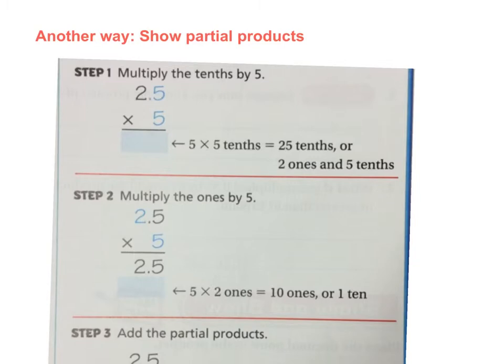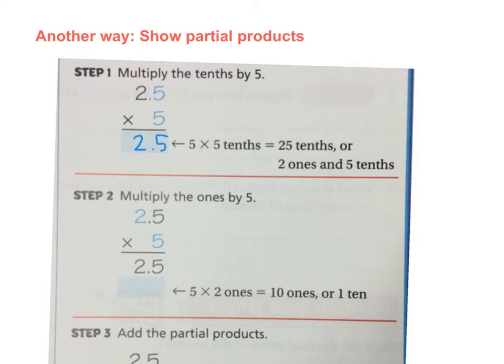5 times 5 tenths is how many tenths? 5 times 5 is what? 25. So if I have 5 groups of 5 tenths, how many tenths do I have? 25 tenths, right? And we know that 25 tenths is the same thing as 2 ones and 5 tenths, right? So let's go ahead and write that. That's 2 ones and 5 tenths, right?